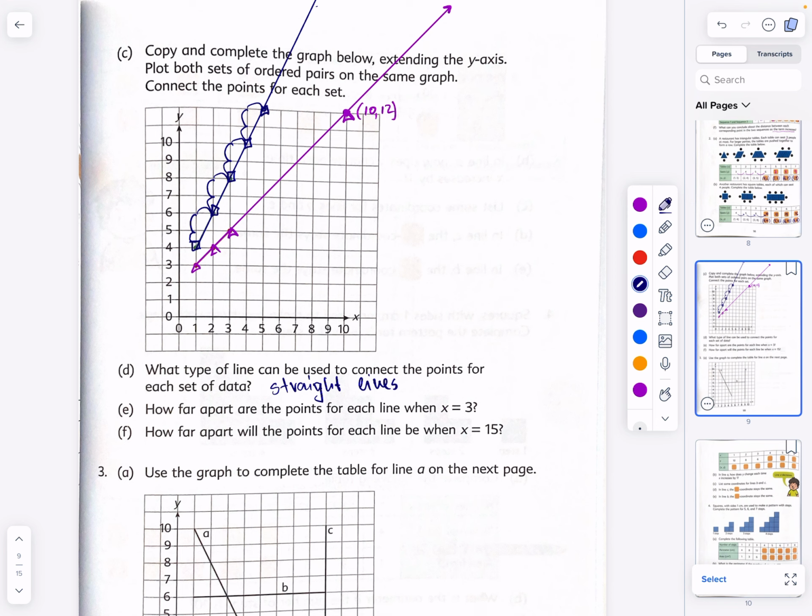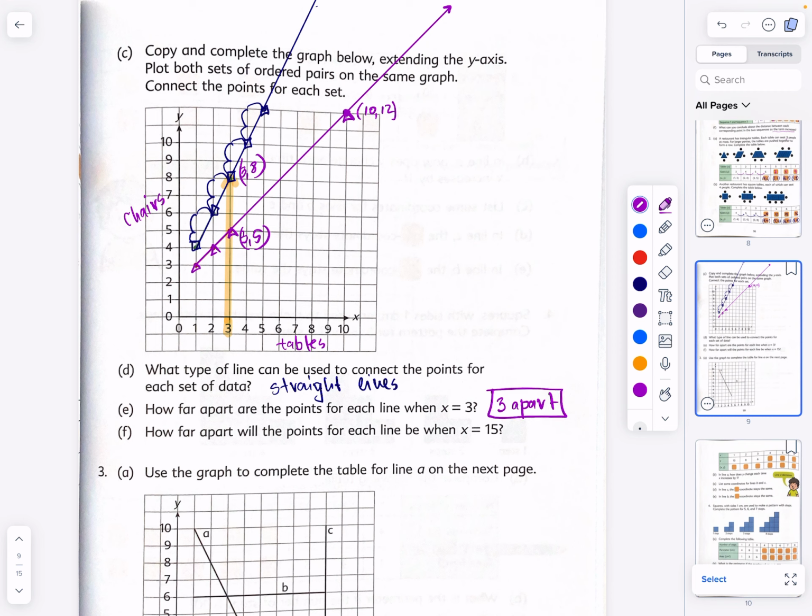How far apart are the points for each line when the number of tables is 3? So here is 3, right? Let's use this marker. I can label this: these are the number of tables, and these are the number of chairs. So for 3 tables, we will have 3, 5 versus 3, 8. So it's always plus 3, right? They're 3 apart.